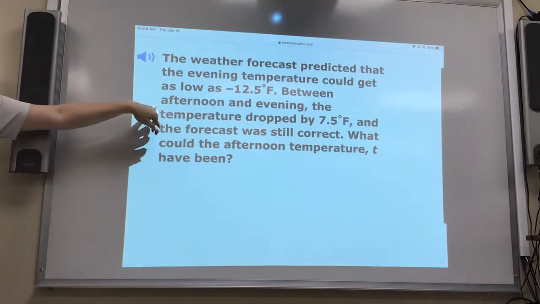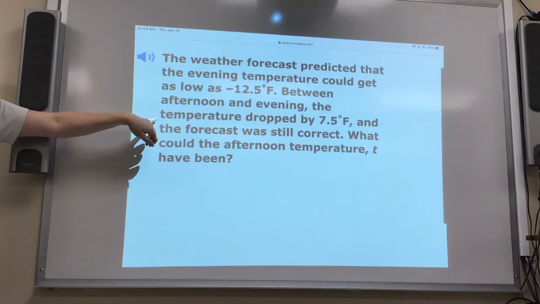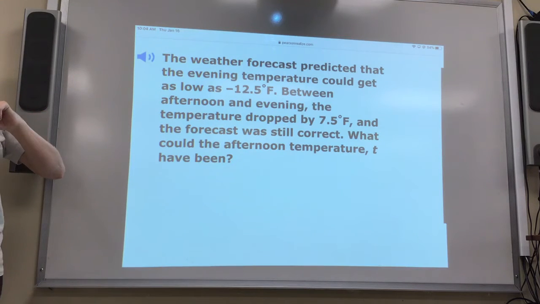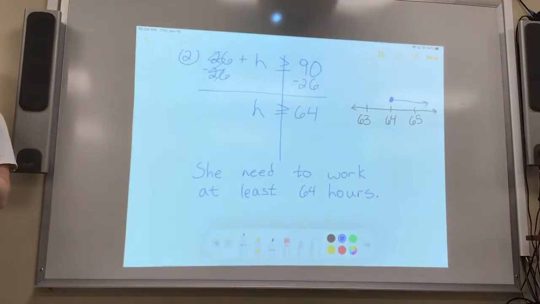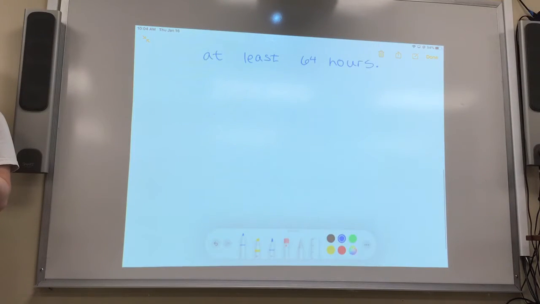So between the afternoon and the evening, the temperature dropped by 7.5 degrees Fahrenheit, and the forecast was still correct. So the forecast of getting as low as this is correct. What could the afternoon temperature have been? Eliana? It could have been 70 degrees. Okay, no, because it only dropped 7.5 degrees. Okay, example number 3. It'd be 60.